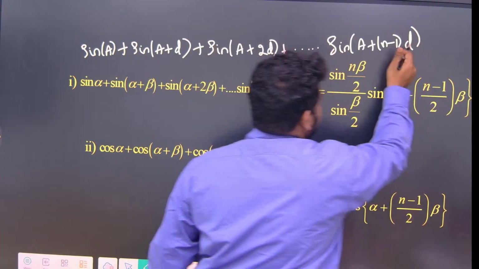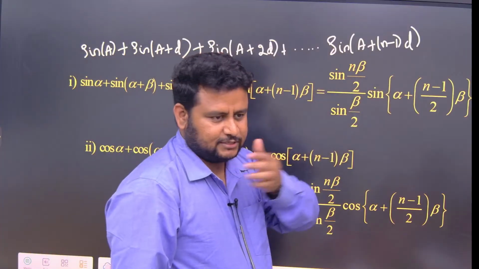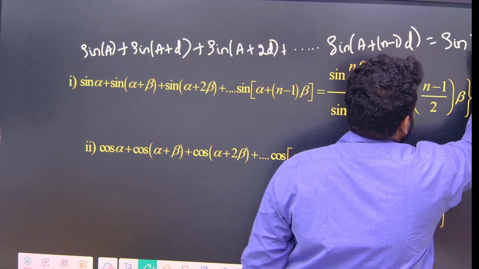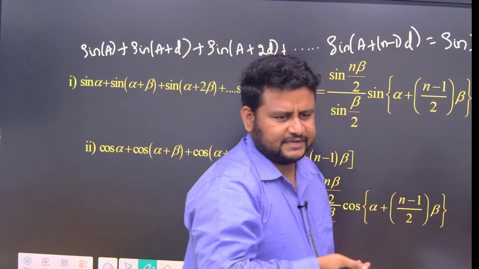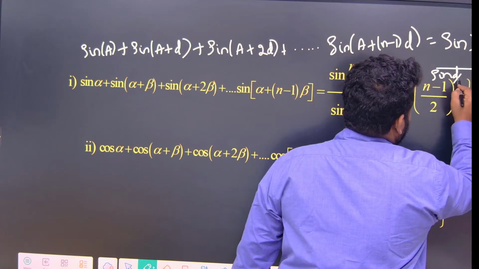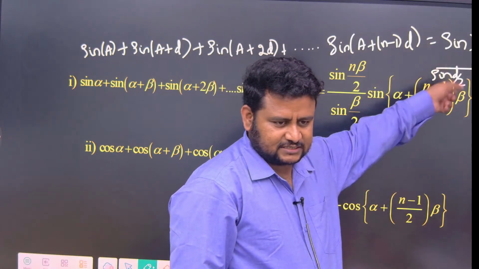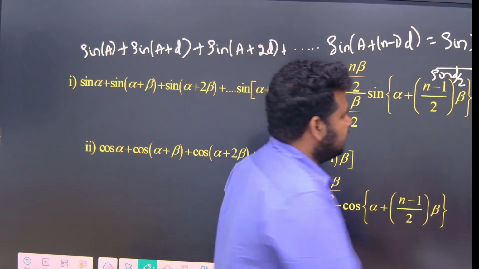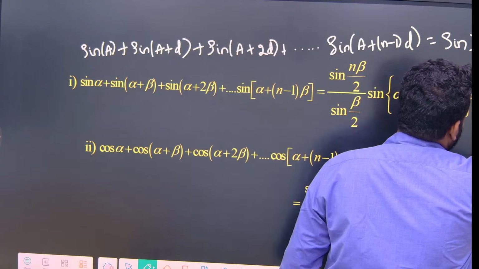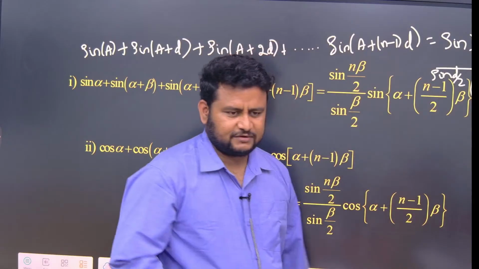If you look at the angles, they are in AP: A plus D, A plus 2D, A plus (n minus 1) into D. For this, what we will do? Sin of nD by 2, wherever n and D are there, divided by 2. The numerator is sin of nD by 2, the denominator is sin of D by 2, into this, which I will write here in the bracket: sin of A plus (n minus 1) into D by 2. Wherever D is there, you should write it as D by 2.